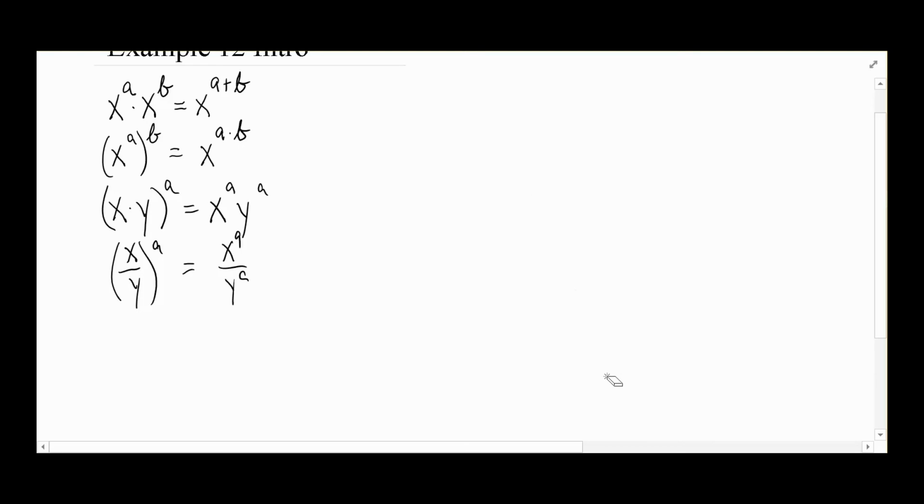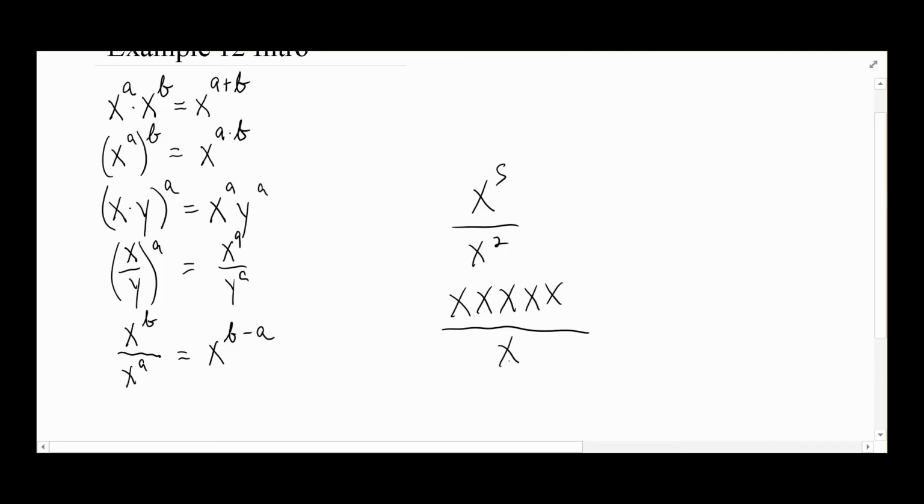The next rule is the quotient rule. This rule says if I have x to the b over x to the a, that's x to the b minus a. I subtract the powers. And the reason for this comes about from how we divide common factors. If I had x to the fifth over x squared, that would be xx, x, 5 x's, over xx.